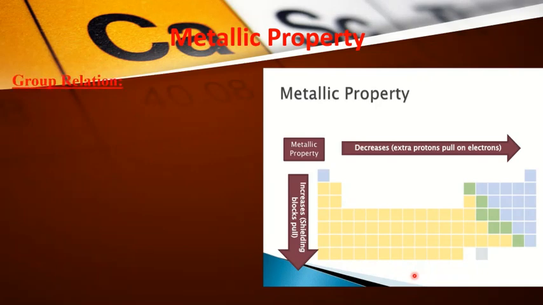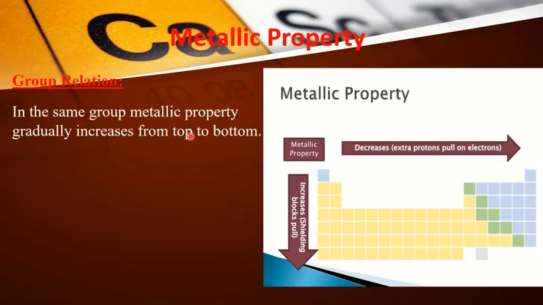So what is the group relation here? In the same group, metallic property gradually increases from top to bottom. Dear students, I am telling again, these are groups. These vertical lines, there are a total of 18 groups, and these horizontal lines are periods. There are a total of 7 periods. So group relation means from here to here, metallic property gradually increases from top to bottom.